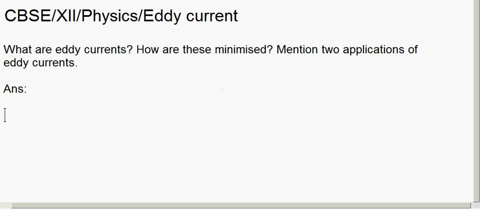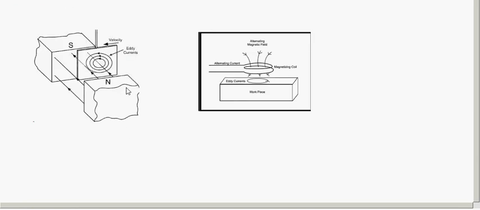Now let me just recall. Now consider here two cases. In this I have shown a picture wherein a conductor, or a bulk solid mass, is moved in the presence of a stationary magnetic field. Now when this solid mass moves, the flux linking it changes and a circulating current is produced, and that circulating current is called eddy current.